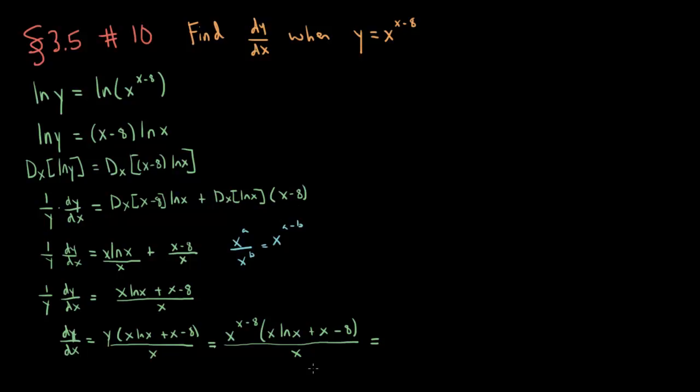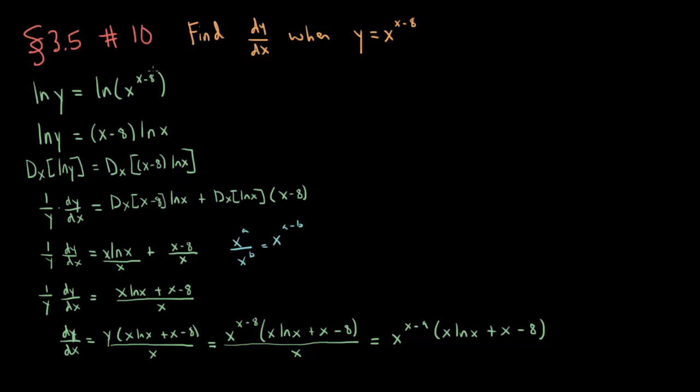So going back here, we can say that this is x to the x minus 8 power minus 1. We could say this is x to the x minus 8 minus 1 power, otherwise known as x to the x minus 9 power times x natural log of x plus x minus 8. And there we are. There is our final derivative. Now, I mentioned earlier that there's another way to do this. Okay, here's the other way to do this.